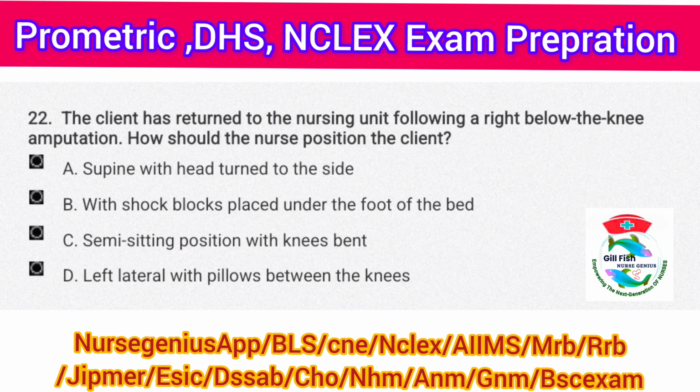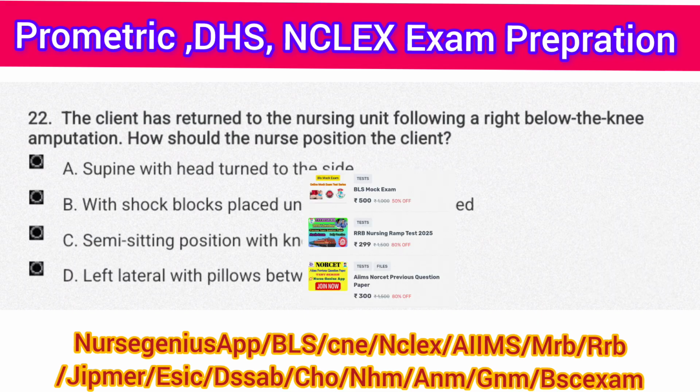The client has returned to the nursing unit following a right below the knee amputation. How should the nurse position the client? Option A, supine with head turned to the side. Option B, with shock block placed under the foot of the bed. Option C, semi-sitting position with knee bent. Option D, left lateral with pillows between the knees.